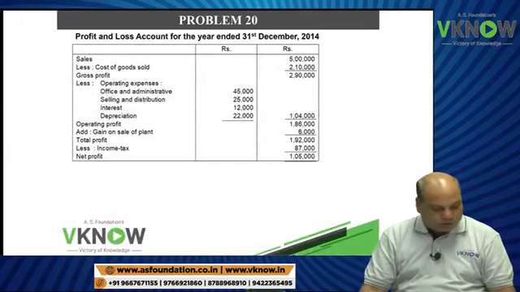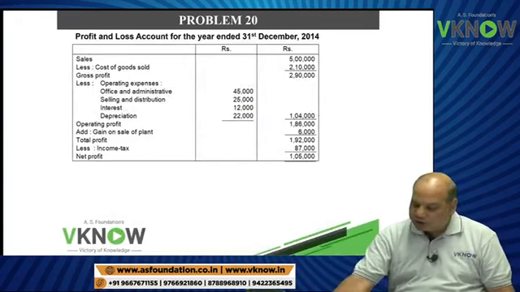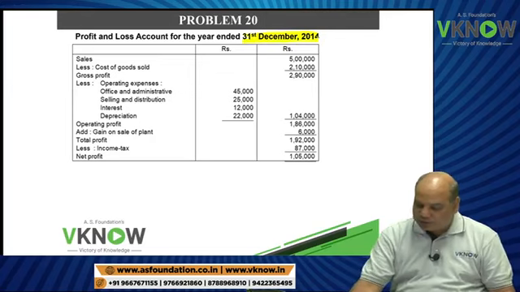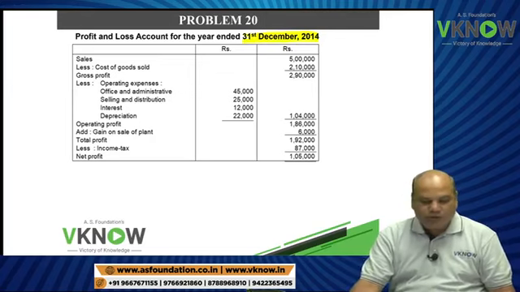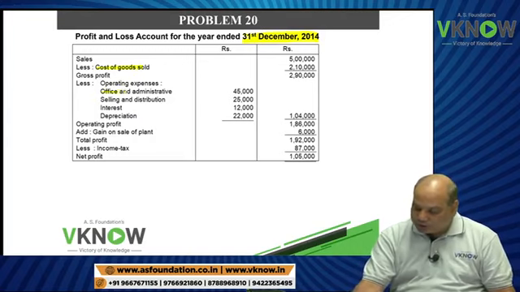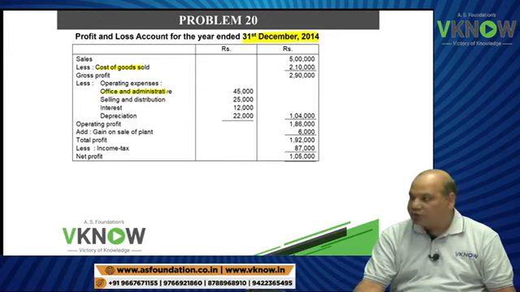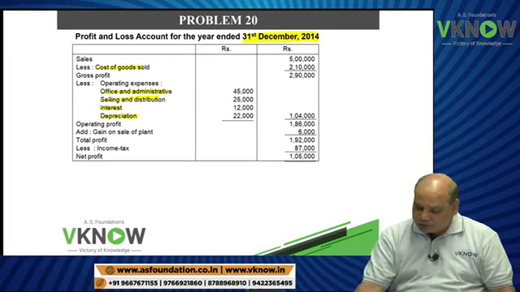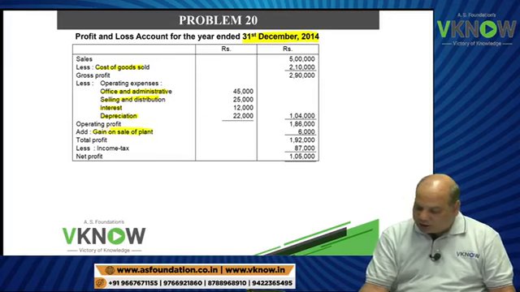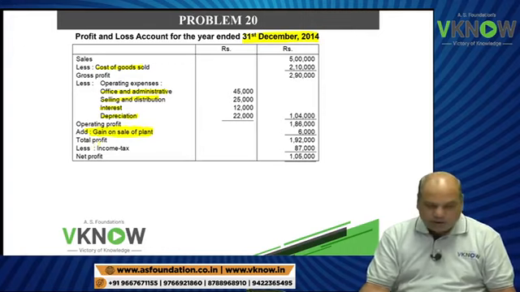Then the profit and loss account for the year ended 31st December 2014. Sales, less cost of goods sold, gross profit, operating expense under that: office and administration, selling and distribution, interest and depreciation. Operating profit, add gain on sale of plant. So there is some plant which might have been sold at a profit, like in the previous question number 19.